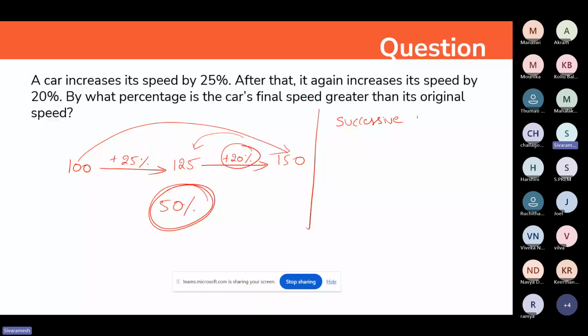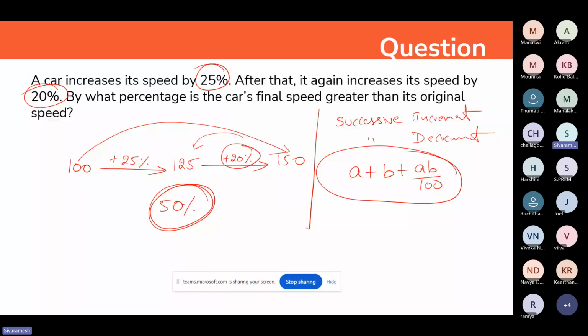Whenever you see any percentages successively increasing or successively decreasing, you can apply a shortcut, and that shortcut is called a plus b plus ab by 100, for successive increment or successive decrement. What actually is this a plus b plus ab by 100?